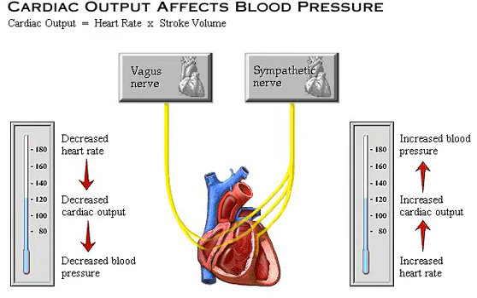Recall that cardiac output equals heart rate times stroke volume. Thus, anything that affects heart rate and/or stroke volume affects cardiac output and thus blood pressure. On this screen, we will explore the effect of heart rate on blood pressure.